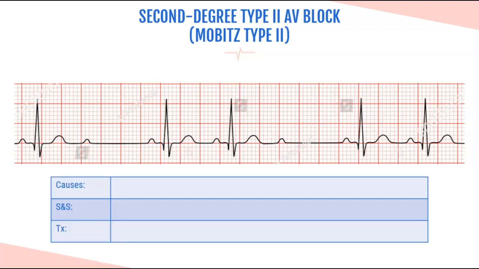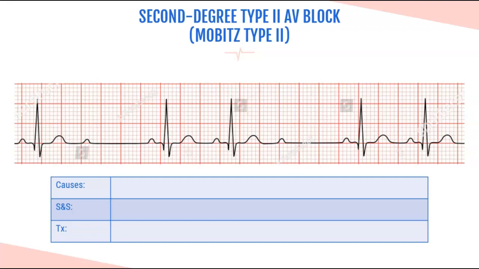Causes of second degree type 2 AV block include usually an anterior wall MI, degenerative changes of the conduction system, so aging can cause this, and coronary artery disease. Signs and symptoms: as long as the cardiac output is maintained, the patient will usually be asymptomatic.